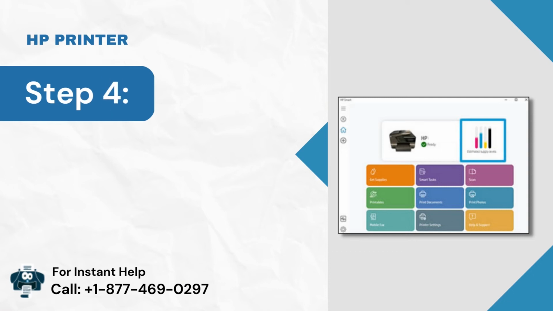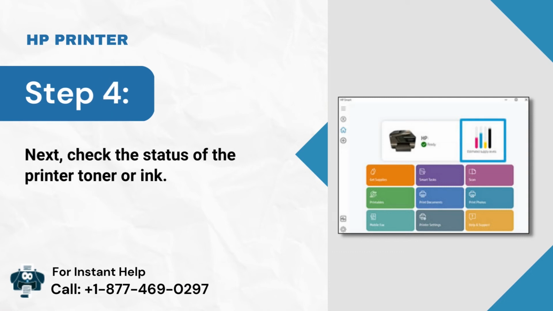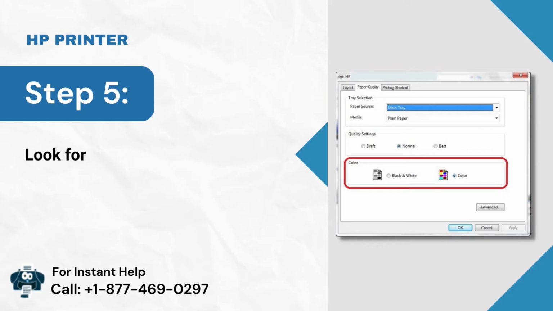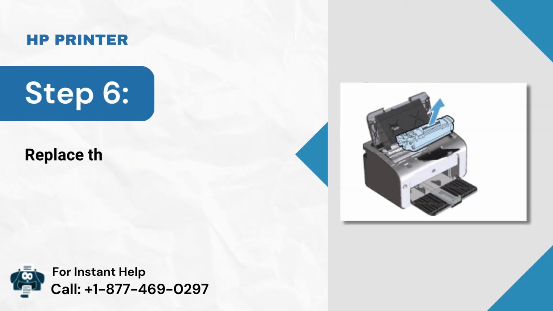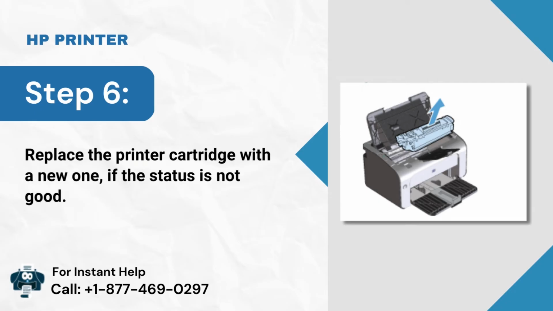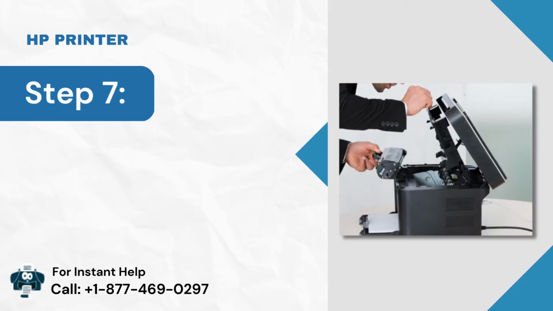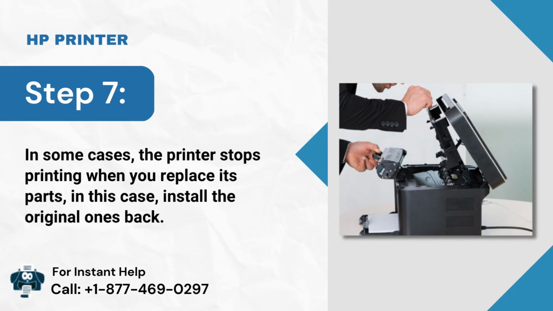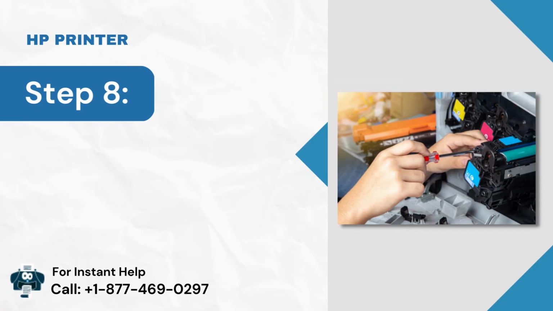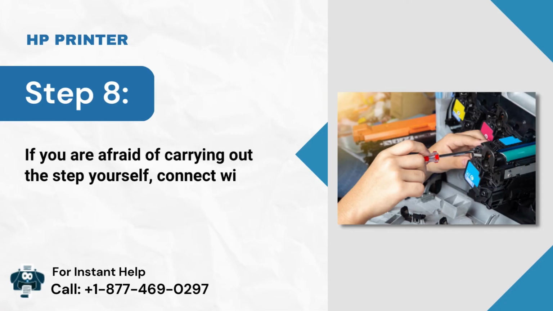Step 4. Next, check the status of the printer toner or ink. Step 5. Look for an ink drop icon or a cartridge on the control panel. Step 6. Replace the printer cartridge with a new one, if the status is not good. Step 7. In some cases, the printer stops printing when you replace its parts. In this case, install the original ones back. Step 8. If you are afraid of carrying out the step yourself, connect with a skilled expert.